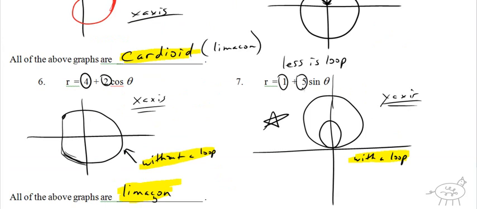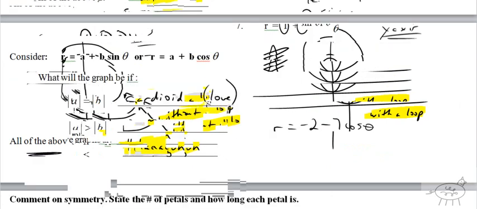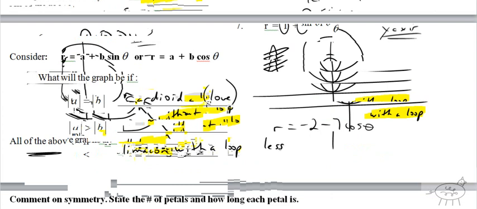If that number is less than that, another example could be r equals negative 2 minus 7 cosine of theta. Less is loop. That would be a limaçon with a loop. Less is loop. Okay? Just a different look, different symmetry, whatever, but less is loop. It's a limaçon with a loop, because less is loop.